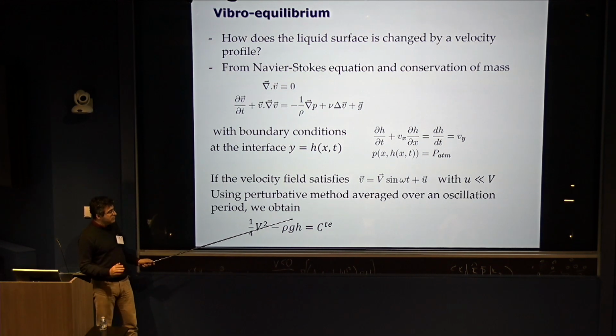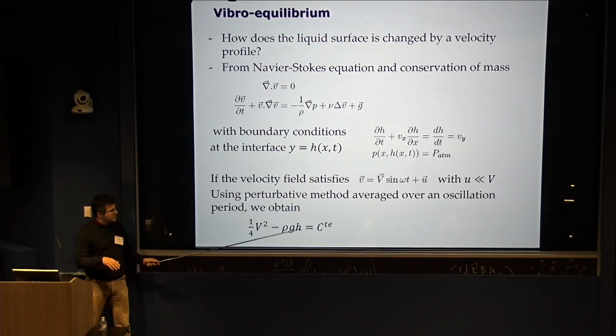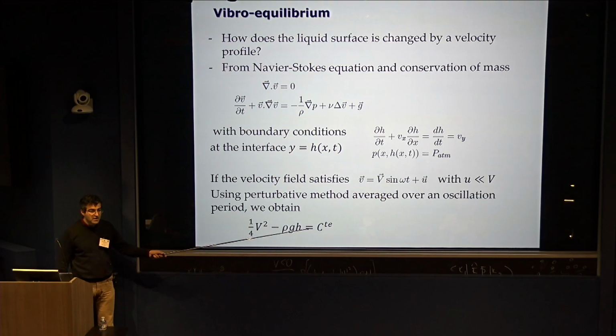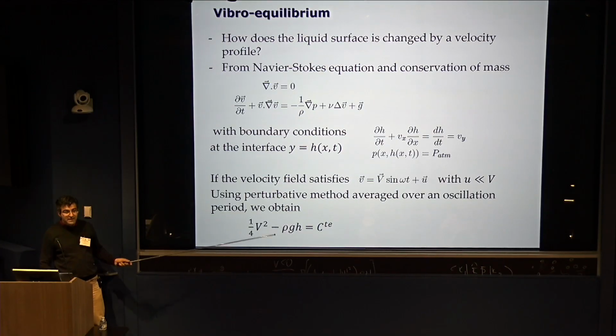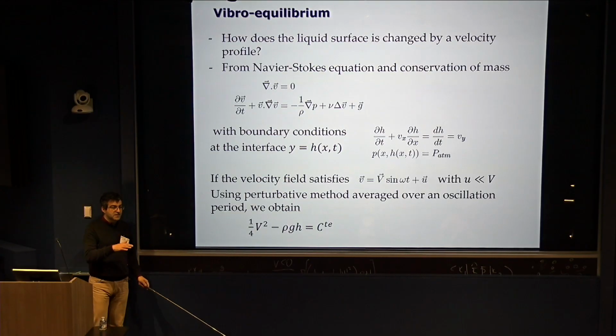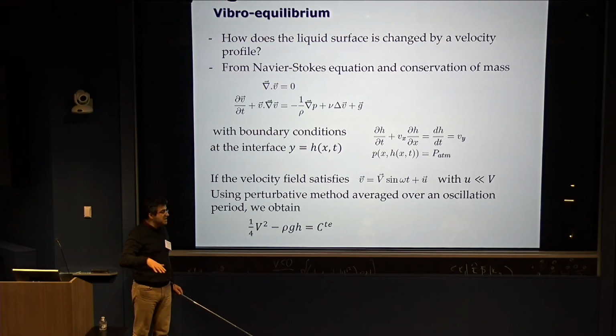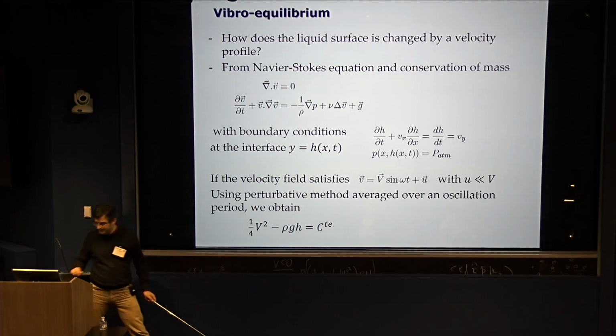And when you do that with the perturbative method, it takes a few lines, you get this, which is a bit strange, the 1/4 here, but believe me, this is the right formula. So this is a new equilibrium formula. It means that, in fact, you can change the liquid surface by shaking it in an inhomogeneous way, okay?